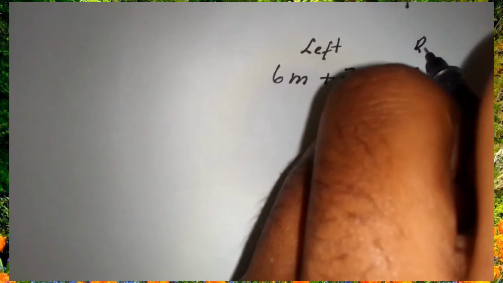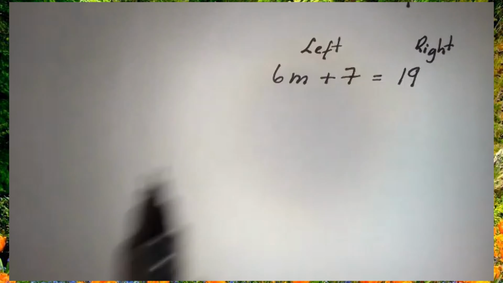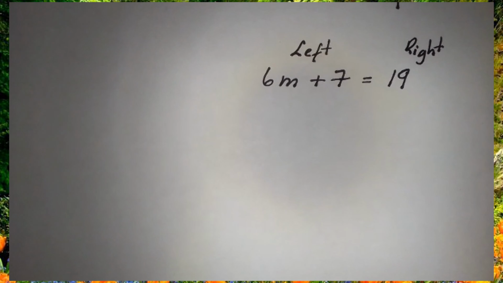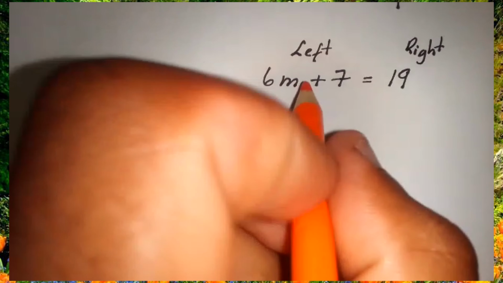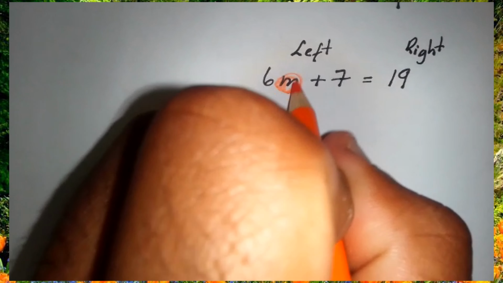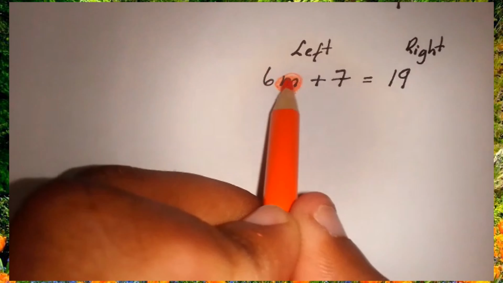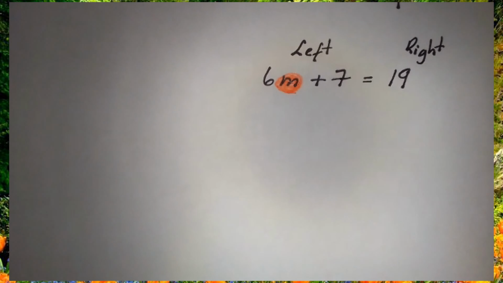So I'm labeling left side, right side. And I want to find out the value of m. This one is a little bit more difficult. I need to find the value of m, so I need to isolate m. And I need to figure out what's going on around that m. So I'm going to use my flow chart to help me figure out what's going on around m.